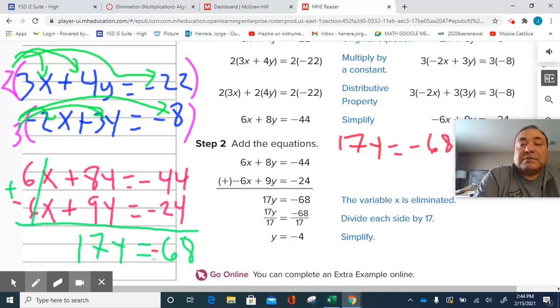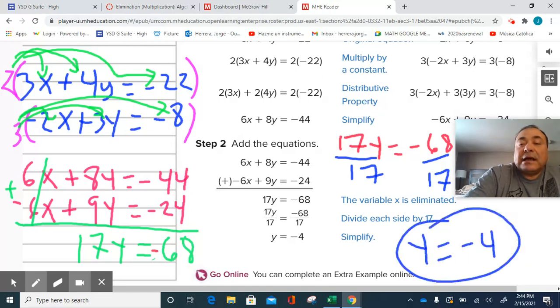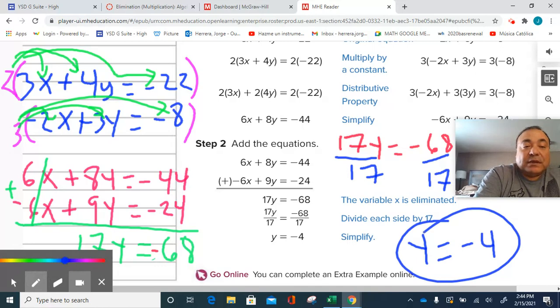And I'm going to divide both sides by 17. And if I do that, if I divide both sides by 17, I'm going to get y equals negative 4. Ta-da! Now, with this in mind, guys, I'm going to use that negative 4 and substitute it to get my x value. And I can try to substitute it back into the original equations.